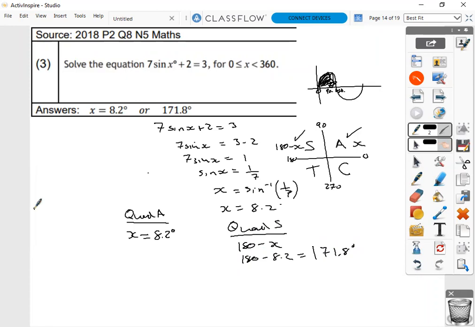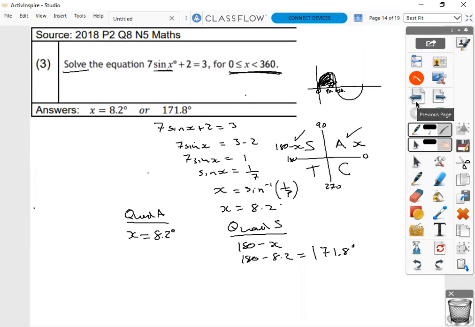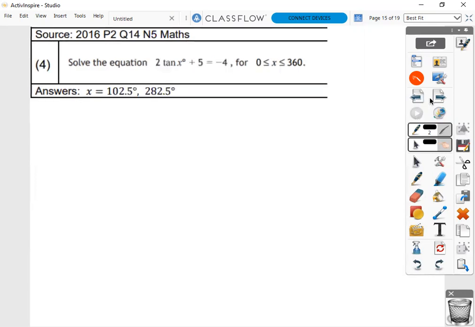Exact same process. We're solving the equation. There's a trig involved and it's between 0 and 360. All those indicate I'm using that CAST diagram. Any questions? Cool. I'll just do this one more time.